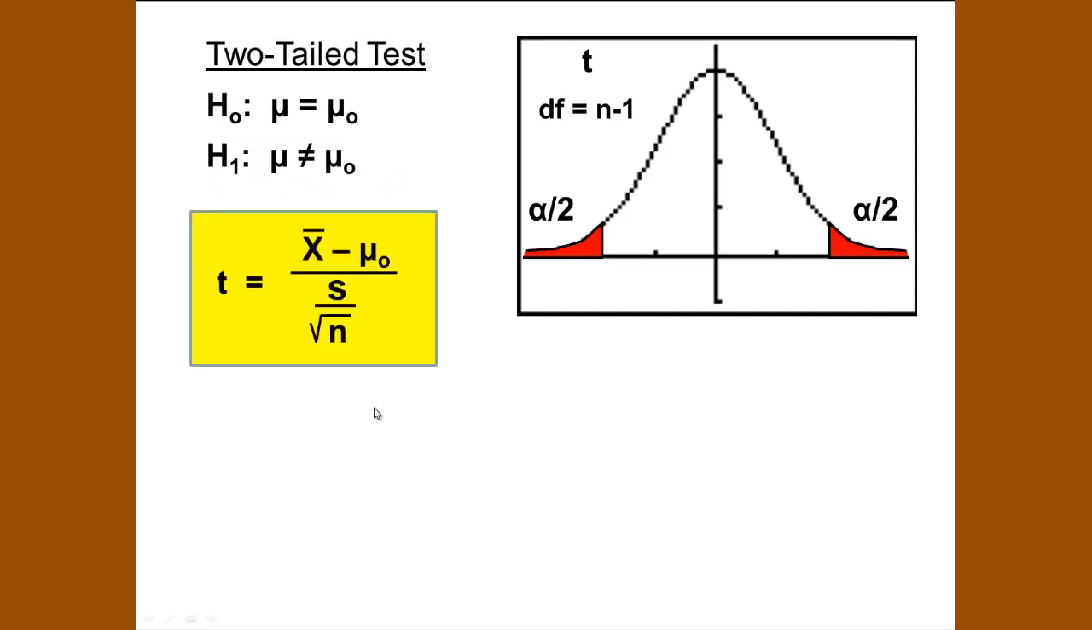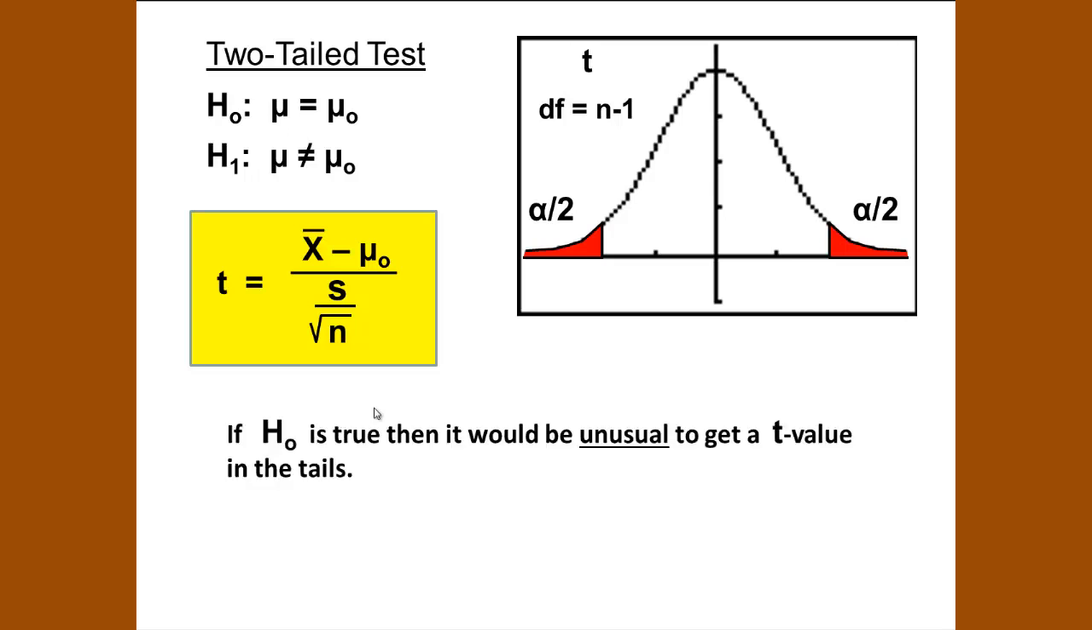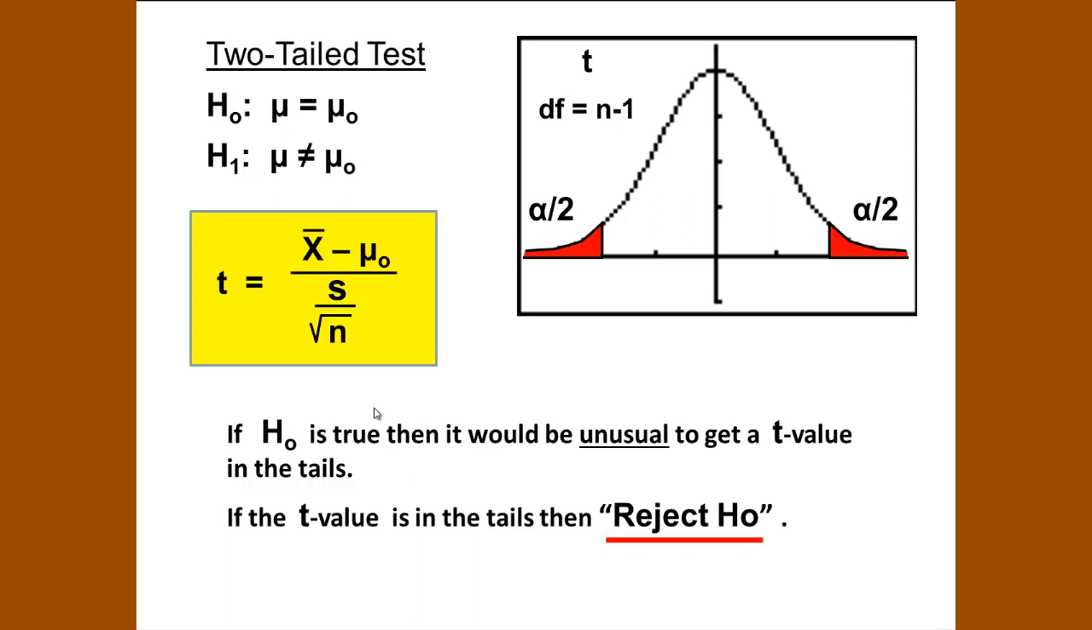Our t-statistic formula is the same. T equals x bar, our sample mean, minus mu sub 0, divided by s divided by the square root of n. If H sub 0 is true, then it would be unusual to get a t-value in the tails. So if the t-value is in the tails, then we would reject H sub 0. Notice we have two tails, therefore we will have two reject H0 regions, one on the left tail and one on the right tail.